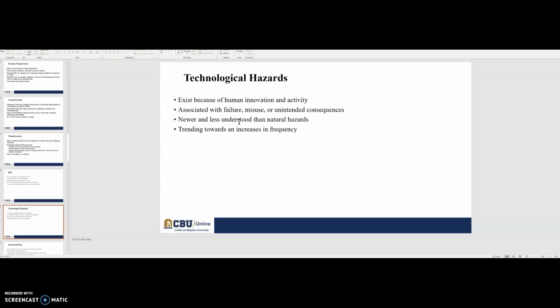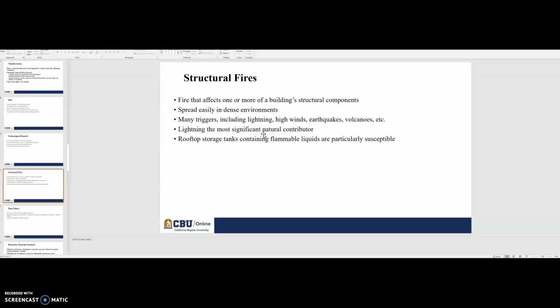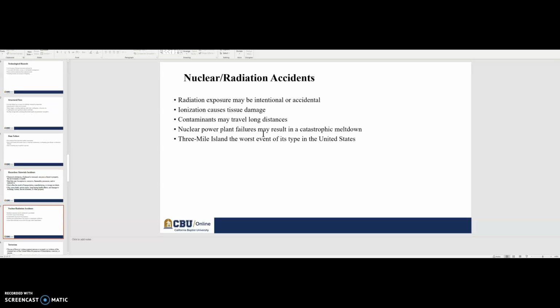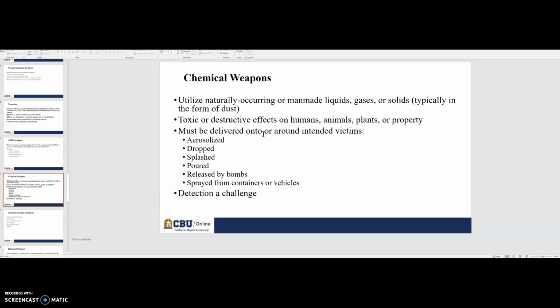Technological hazards. I think this has been seen in all the ransomware that's going on, how it's being associated with Russia, but nonetheless it's impacting the oil fields, and it's just anything that has to do with information technology. Any business is susceptible to a technological hazard. Structural fires, dam failure, hazardous materials incidents. The list just goes on and on.